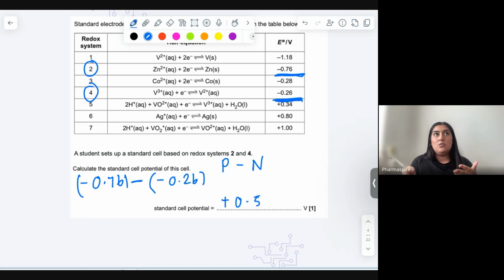They may ask you, give you the overall equation, to which the overall equation is the standard electric potential, the most positive minus the most negative. You just rearrange the equation. Is everyone happy with that marking point? I think that's the easiest one. So that's what you also need to know.